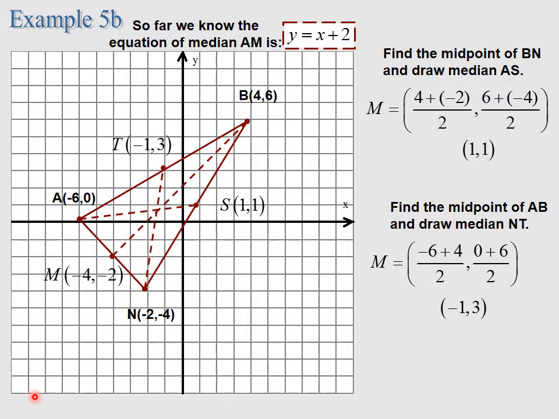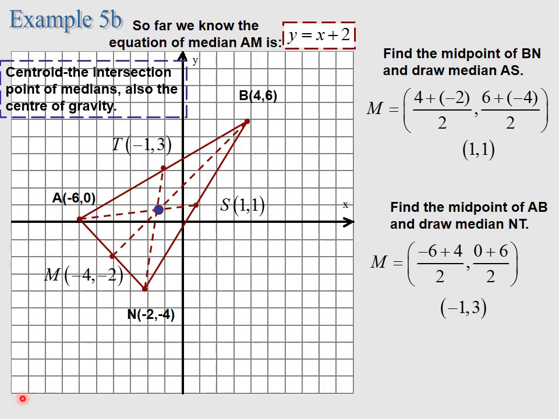So now we have our 3 medians, and notice that there is a point here where they all seem to intersect right in the middle here. We're going to put a point there. And that's a special point. And that is called a centroid. So we have a new definition, a centroid. A centroid is the intersection point of all the medians. And it is also known as the center of gravity.